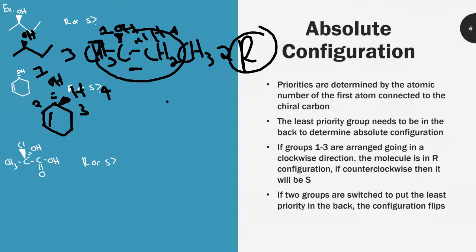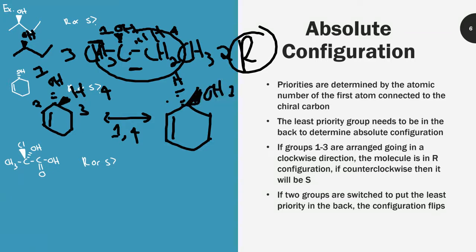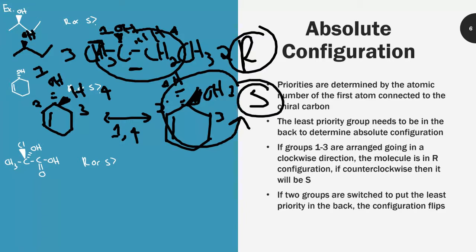Okay, so now we need our least priority group in the back, which it is not right now. So I'll have to switch 1 and 4, because 1 is in the back right now, to put 4 in the back. Okay, so same priorities, 1, 4, 2, 3. But now that my least priority group is in the back, now I can rotate. So from 1, 2, 3, that is counterclockwise. So that would be S configuration.